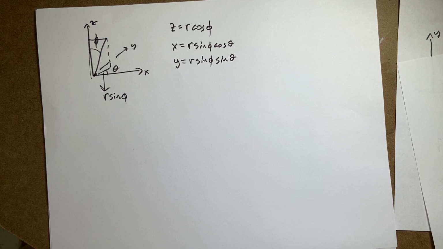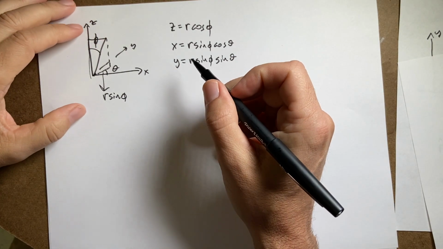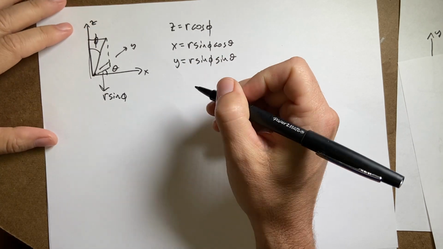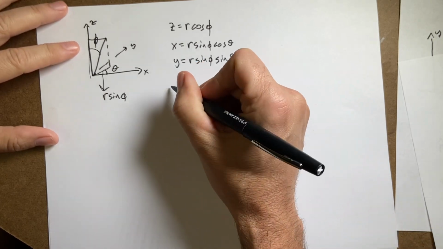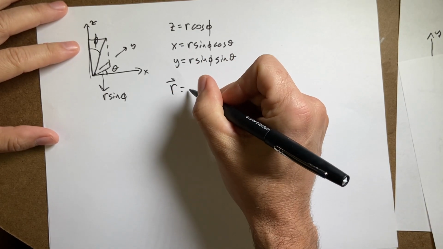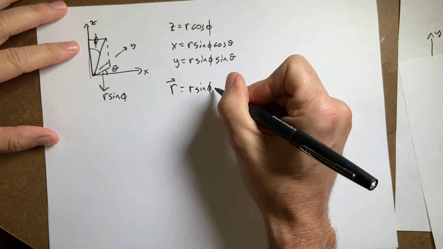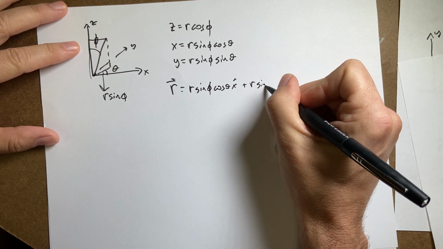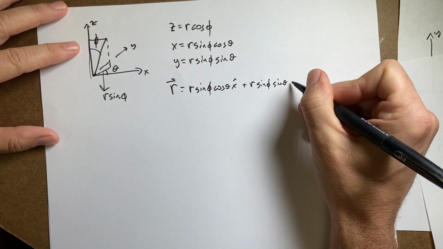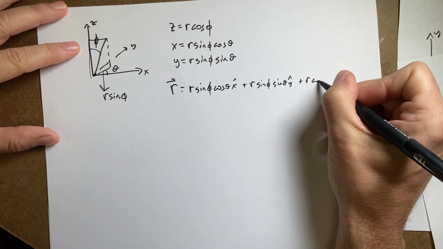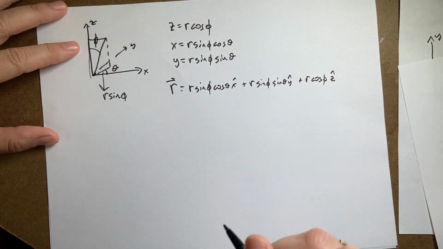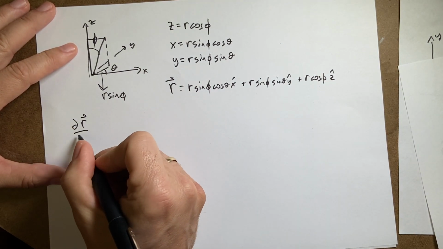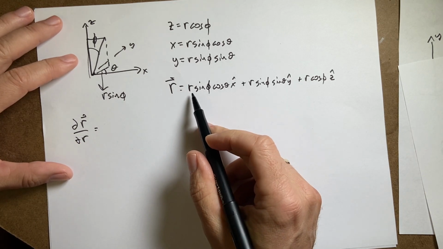Okay. Too many papers. Okay, so next thing we want to do is to find r hat, theta hat, and phi hat. I want to find those unit vectors. So I'm going to write the vector r as r sine phi cosine theta x hat plus r sine phi sine theta y hat plus r cosine phi z hat. Now let's start with the first one. Let's say the partial of the vector r with respect to the variable r. So let's take that partial.